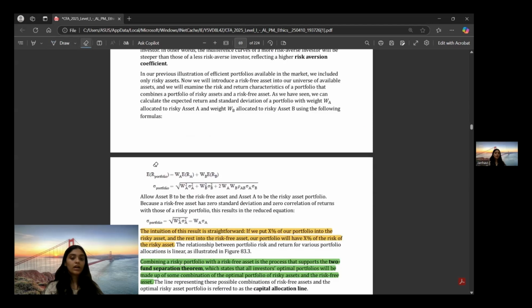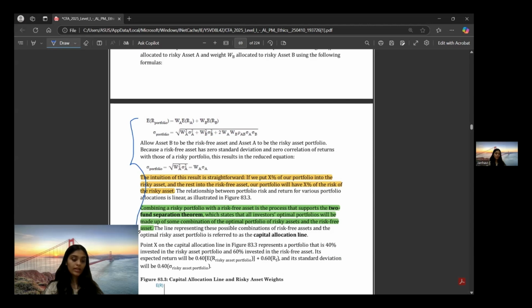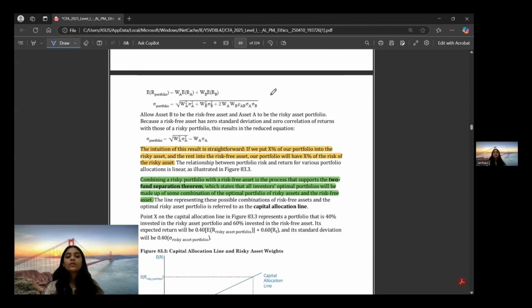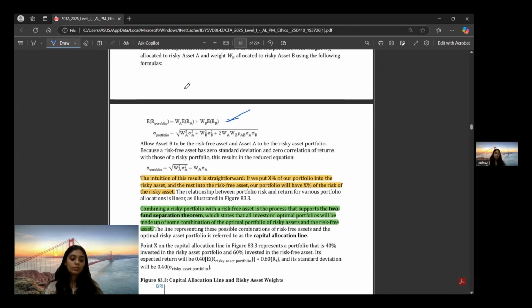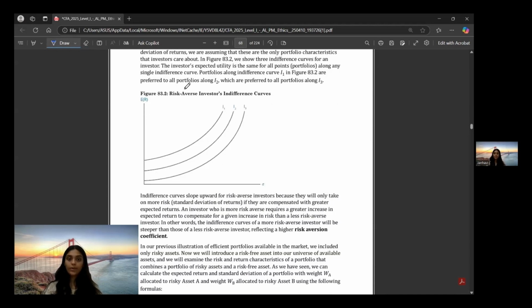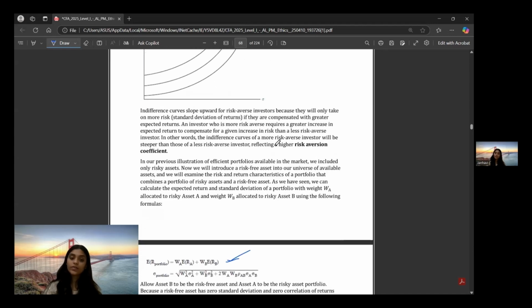Moving forward, I want you guys to read this part. So, first of all, this formula is important. Now, I want you guys to understand one thing. For this figure, these curves were only about the portfolios that included only and only risky assets. Now we'll be talking about risk-free assets and we'll be including them in our curves.